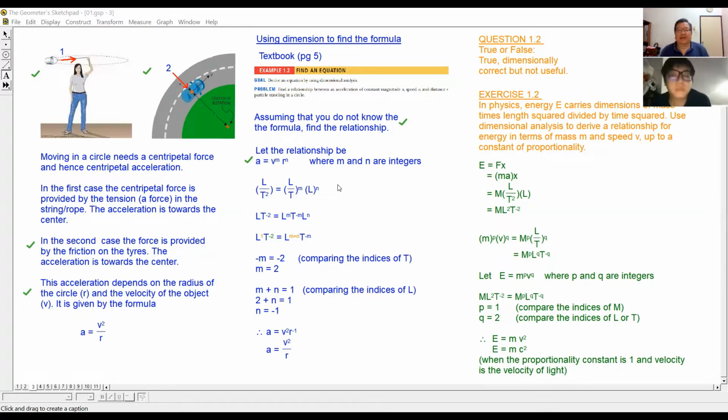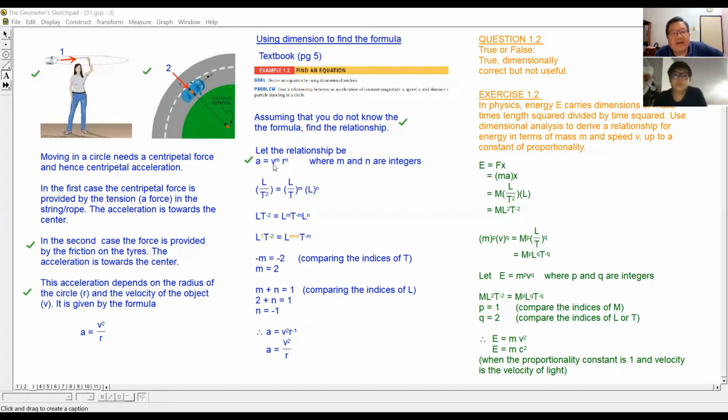And so we don't know the relationship, we just call it m and n, right? The power is m and n. Now acceleration, what is the dimension? We have learned earlier, L over T squared. That's right.